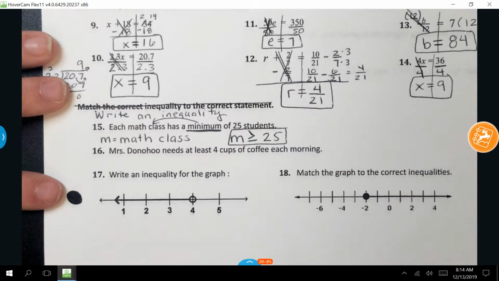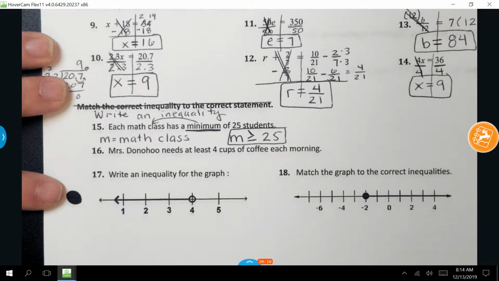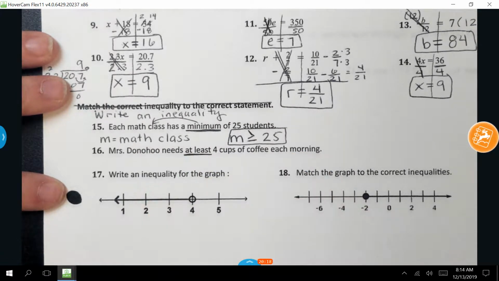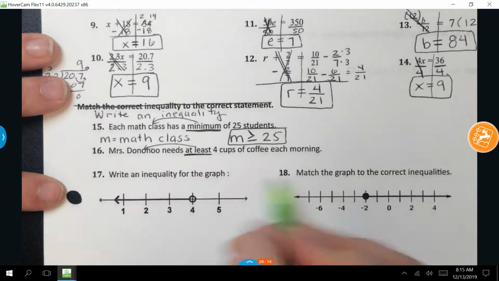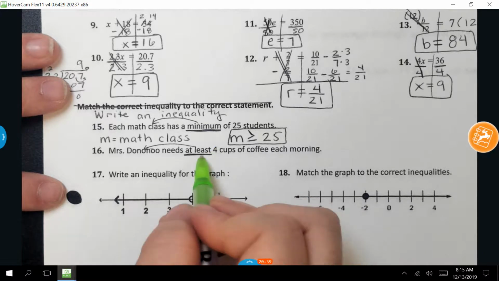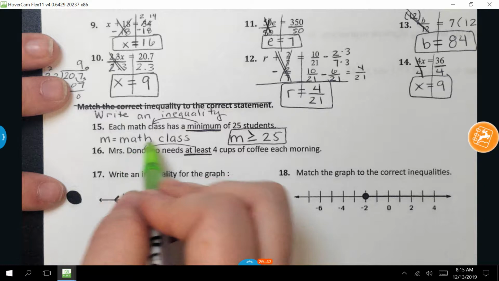Number 16, Ms. Donahue needs at least 4 cups of coffee each morning. Which one tells me bigger or smaller? At least. And what is the subject of this sentence? Think back to your parts of speech from English class. Miss Donahue is the subject. The cups of coffee is describing that number 4. But the at least is saying, hey, Miss Donahue's the one that needs at least those 4 cups.